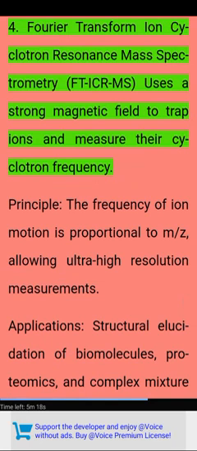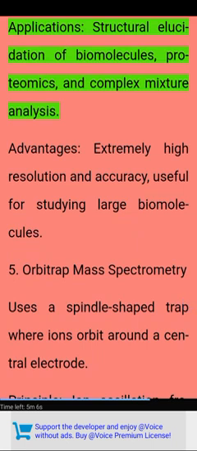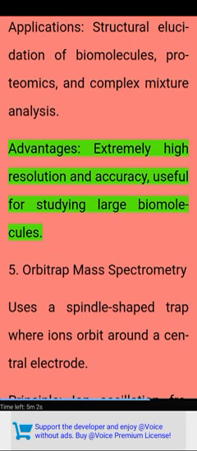4. Fourier transform ion cyclotron resonance mass spectrometry, FT-ICR-MS, uses a strong magnetic field to trap ions and measure their cyclotron frequency. Principle: the frequency of ion motion is proportional to m/z, allowing ultra-high resolution measurements. Applications: structural elucidation of biomolecules, proteomics, and complex mixture analysis. Advantages: extremely high resolution and accuracy, useful for studying large biomolecules.